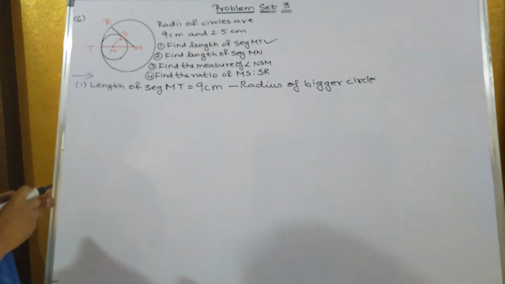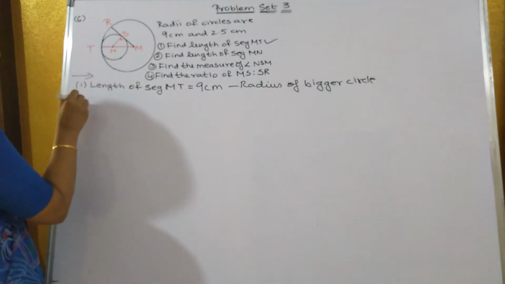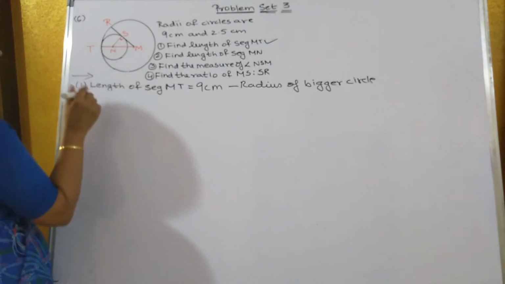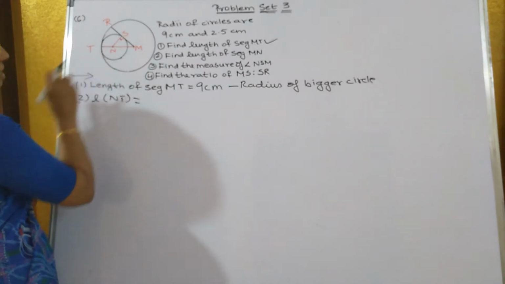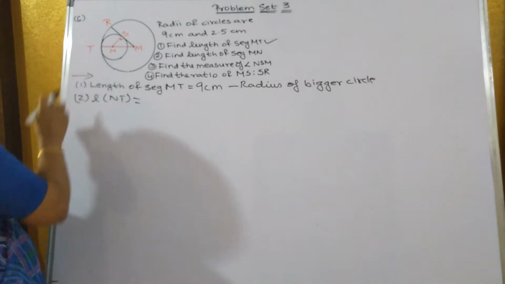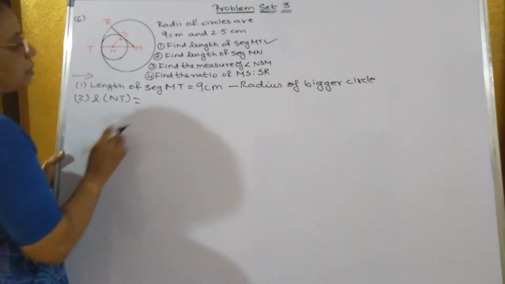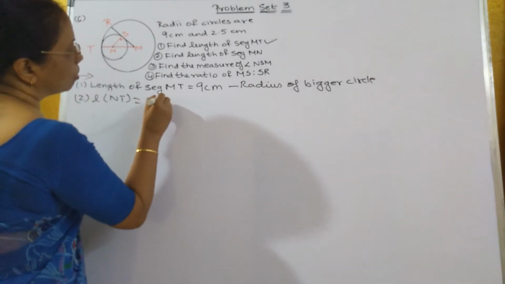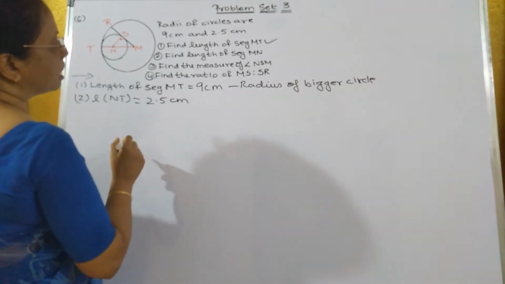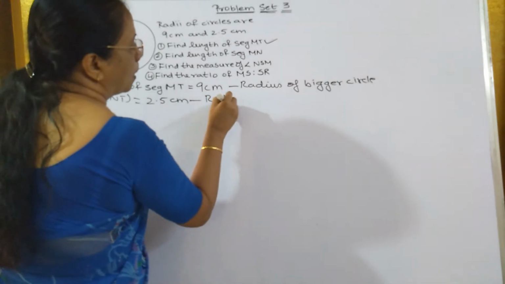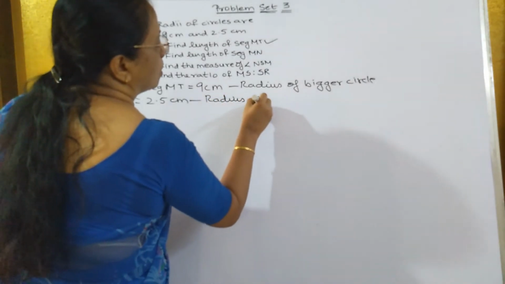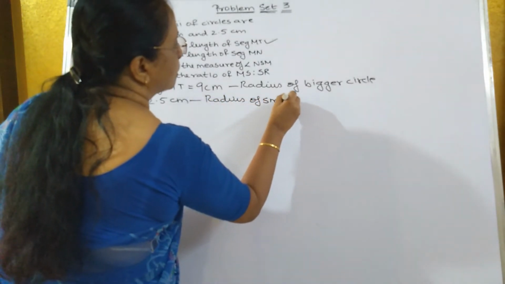Now we have to find out the next one, segment MN. Now what is NT? Length NT is equal to how much? Now N is the center of the smaller circle and T is touching the circle. So it became the radius of the smaller circle, that's equal to 2.5 centimeter.